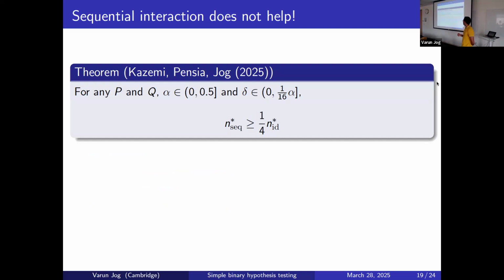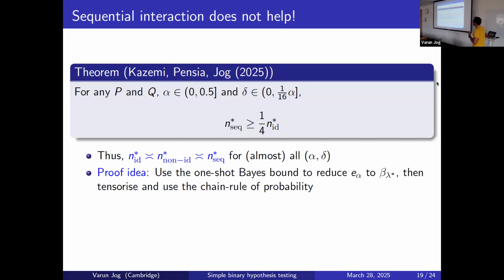So if you don't care about constant factors, then n star sequential is the same as n star identical, which is also the same as n star non-identical, because non-identical channels is a subset of sequential. You just decide what you want to do without looking at the previous ones. So that was one new contribution, and here we crucially use the fact that this new proof technique that we had was not dependent on independent identical samples.